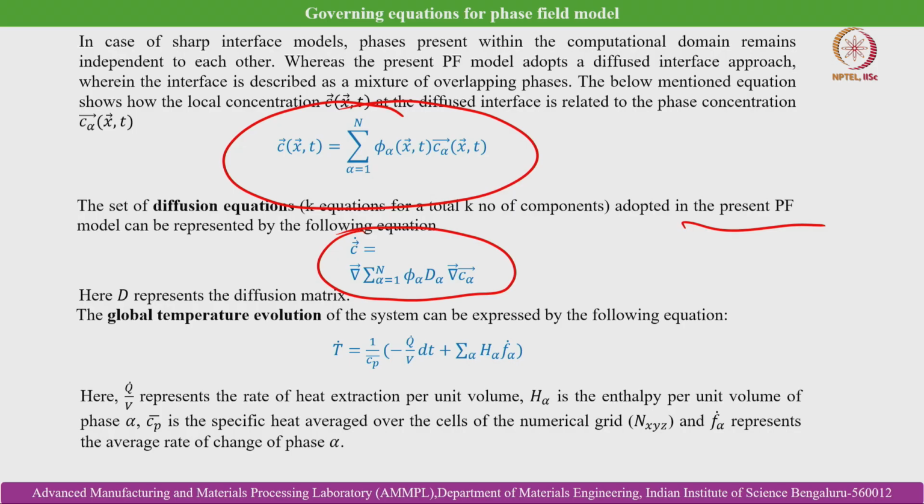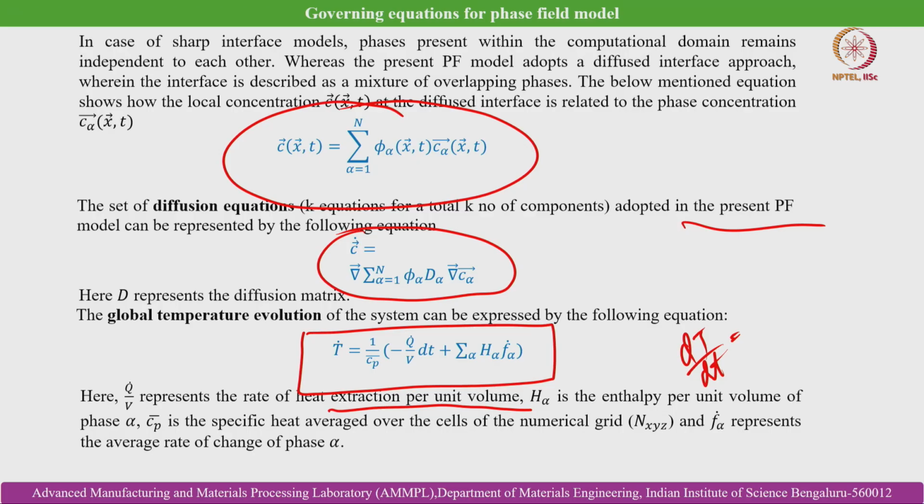So, the global temperature evolution of the system can be expressed as per this equation, that is Ṫ, that is dT/dt, the evolution of temperature with respect to time, is equal to 1 by C̄_p, that is the average specific heat, constant pressure specific heat averaged over the cells of the numerical grid N_x N_y N_z, into (−q̇/V plus summation of h_α ḟ_α). Here q̇/V represents the rate of heat extraction from the computational domain where the microstructure modeling is being performed, per unit volume.